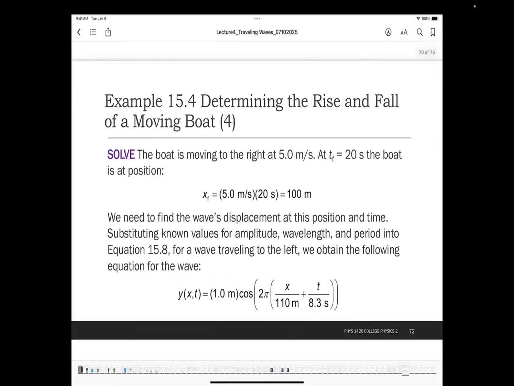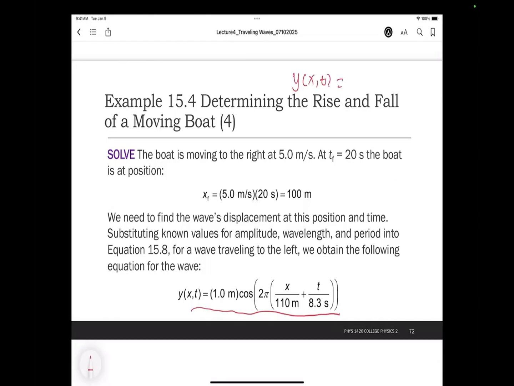The boat is moving to the right at 5 meters per second, so at t equal 20 seconds, the boat is at the position of velocity multiplied by the seconds, which is 100 meters. We need to find the wave's displacement at this position and time. Substitute the known values for amplitude, wavelength, and period into the equation, this is equation 50.8. We have already talked about this.